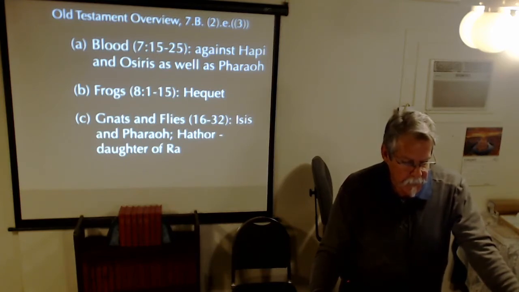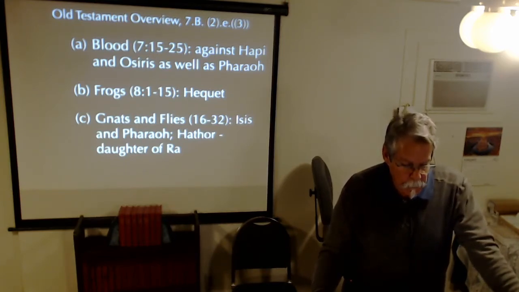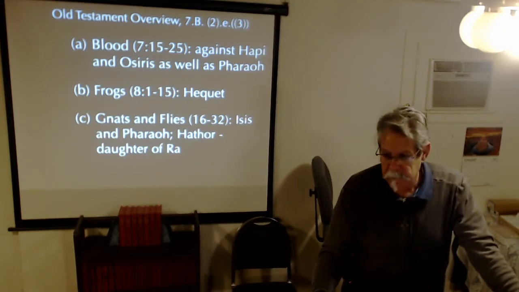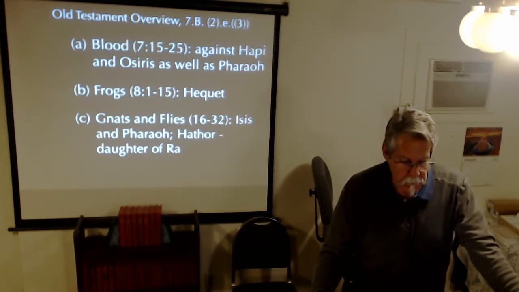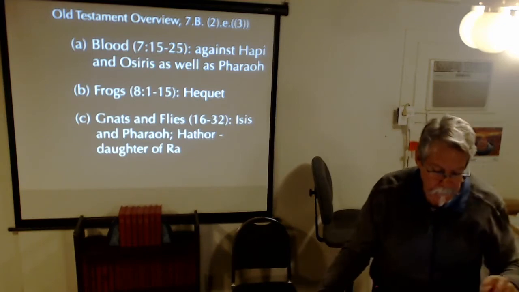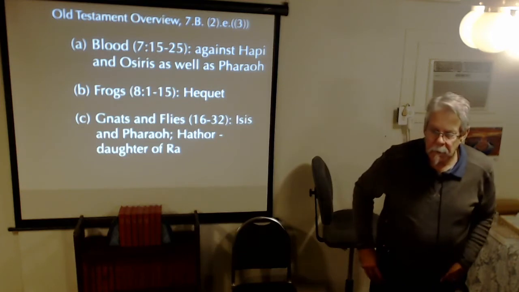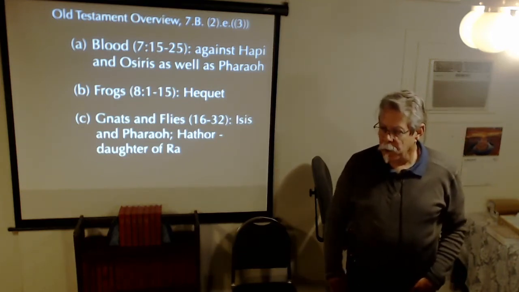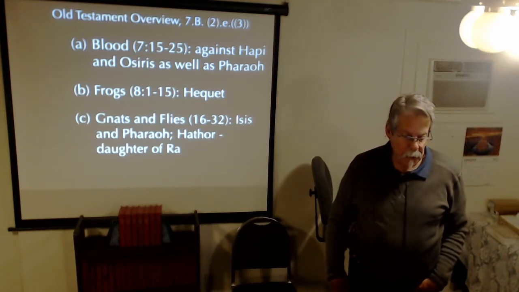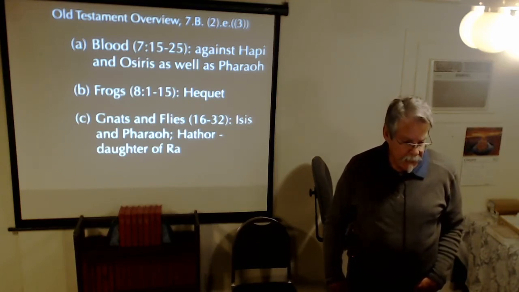Okay. It says, quote, the magicians tried with their secret arts to bring forth gnats, but they could not. So there were gnats on man and beast, end quote. And that's Exodus 8:18.